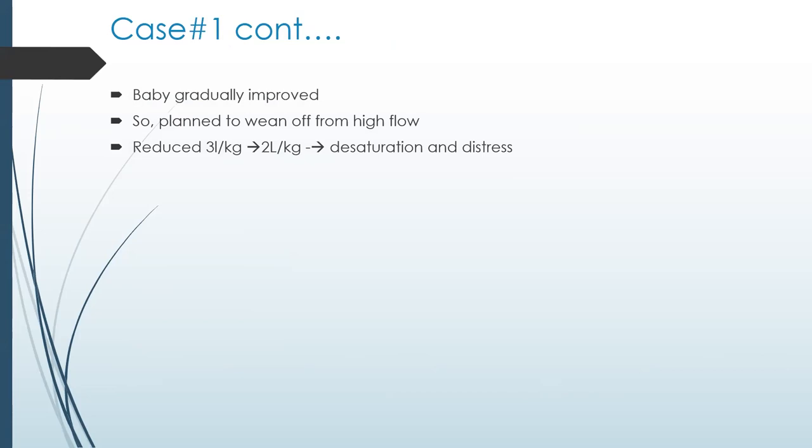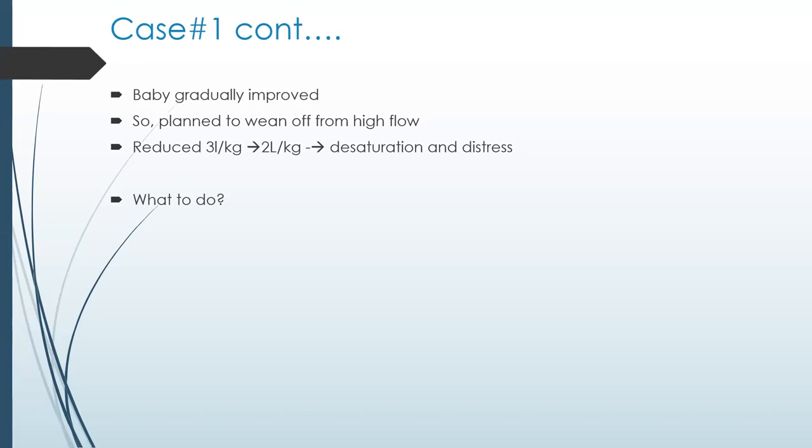But again, the child developed desaturation and distress. What to do here? Why did this child develop desaturation and distress? It clearly shows some left to right shunt lesion is there. When I reduce the high flow gradually, the child develops desaturation, because with the high flow I maintain the PEEP at a high level. But when I reduced it, the intrapulmonary pressure is reduced, so the left to right shunt reoccurs.